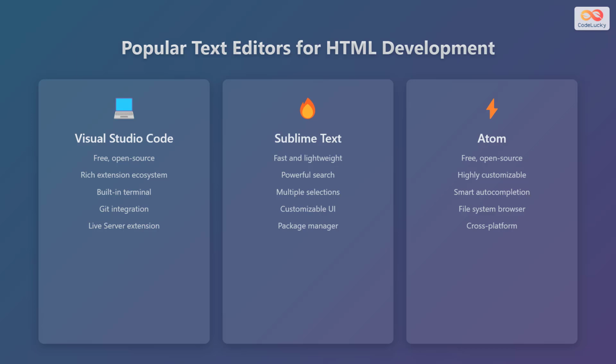Let's explore some popular text editors for HTML development. First up, we have Visual Studio Code. It is a free open-source editor with a rich extension ecosystem, a built-in terminal, Git integration, and a live server extension. Next, we have Sublime Text.